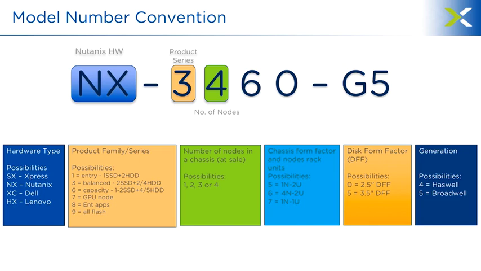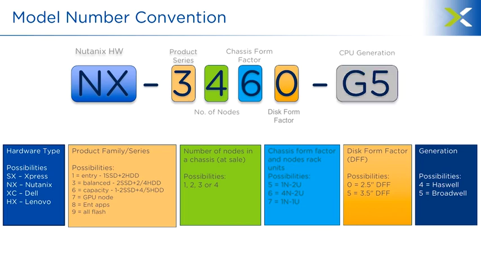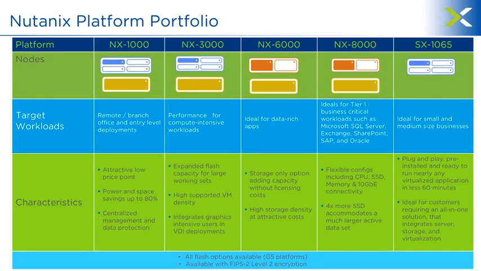The third number represents the chassis form factor. So for this example, a 6 represents a 4-node 2U, and a 5 would represent a 1-node 2U. And the fourth number would represent the disk form factor of the unit. So a 0 would represent a 2.5-inch disk form factor, and a 5 would represent a 3.5-inch disk form factor. And then the last two characters represent the generation of the CPU on that particular unit. So let's take a look at the Nutanix platform portfolio.